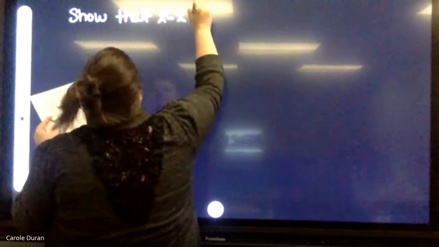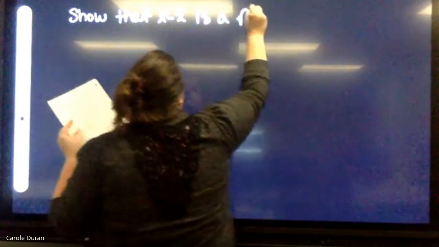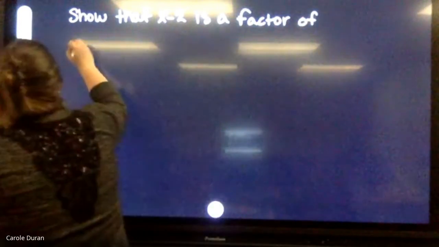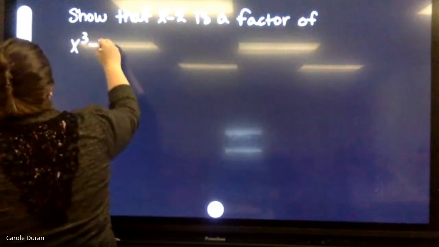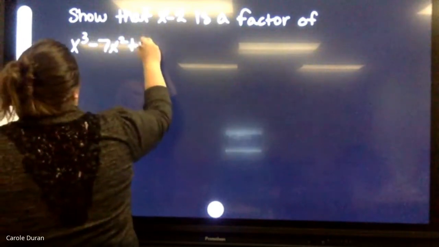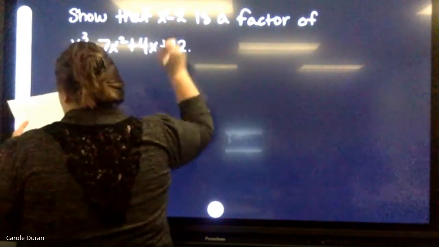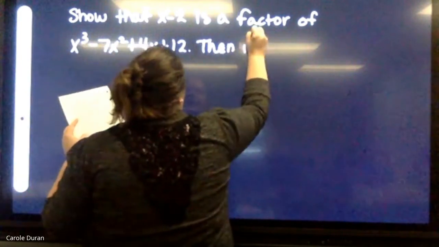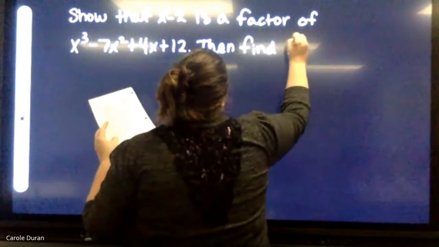So the one I would like for you to do on your own is show that x minus 2 is a factor of the polynomial x cubed minus 7x squared plus 4x plus 12. If it is, then I want you to find the remaining factors.